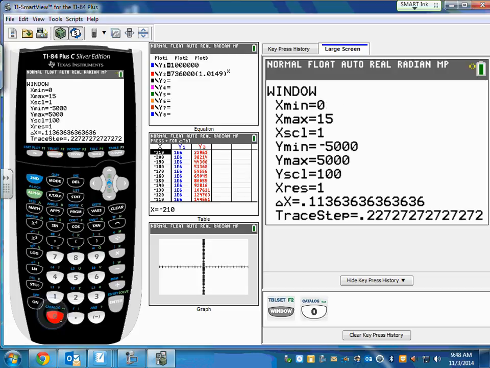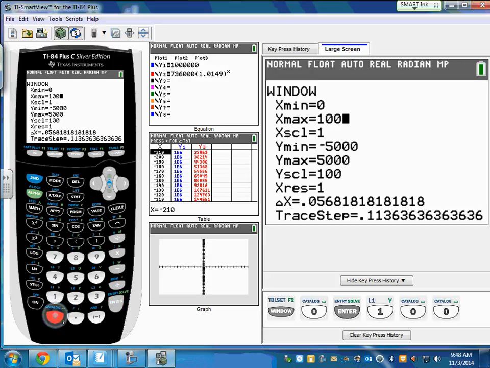So I'm going to hit, my minimum is 0, because I can't have negative years, right? And my maximum is 100. People really like graphing calculators, but if you don't understand how to change your window, graphing calculators are useless to you because you don't know how to get the graph that you need to see.